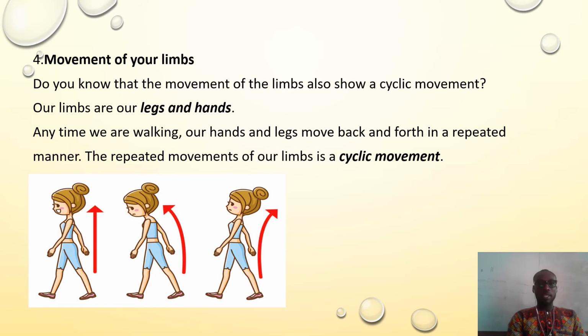Let's take a look at the last one. We have the movements of the limbs. So do you know that the movement of the limbs also shows a cyclic movement? Our limbs are our legs and hands. Anytime we are walking, our hands and legs move back and forth in a repeated manner. The repeated movements of our limbs is called a cyclic movement.